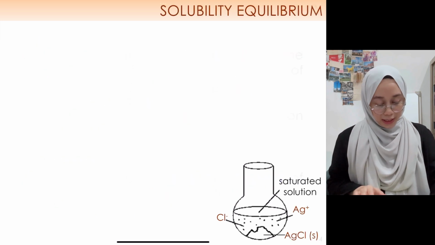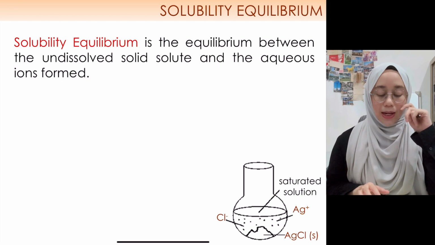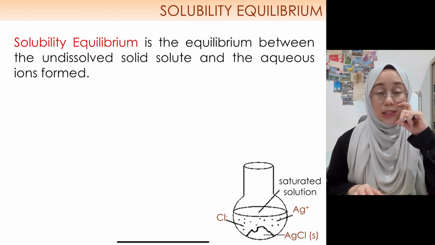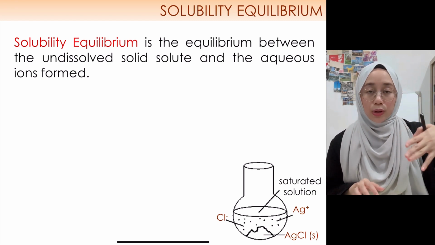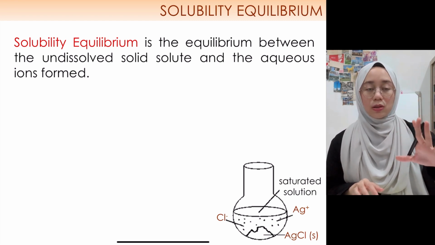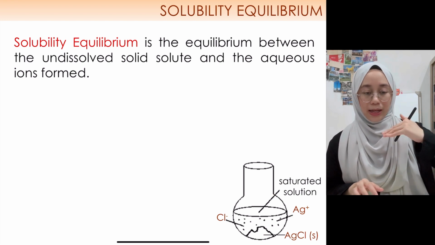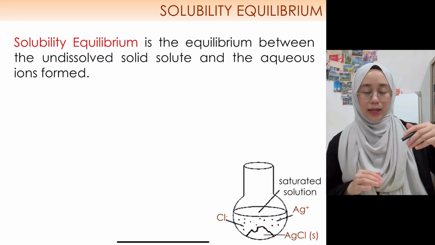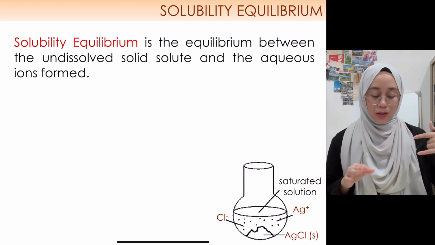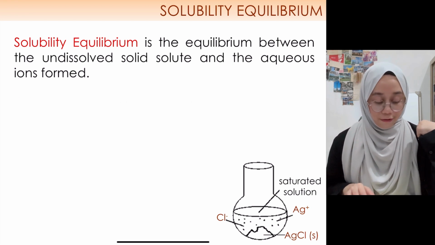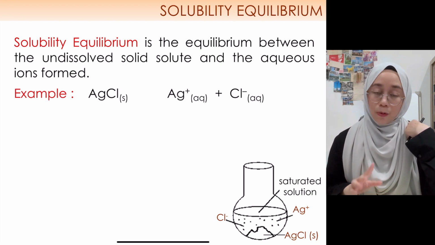Okay, and then the next part pula kita tengok solubility equilibrium pula. Okay, so solubility equilibrium is the equilibrium between the undissolved solid solute and the aqueous ion form. Okay, so macam saya cakap tadi, at some point bila you keep on adding the solute, at some point nanti you will see that ada solute yang tak dissolve pun sebenarnya. Okay, so bila kita tengok yang tak dissolve tu, at that point sebenarnya kita dah mencapai equilibrium lah between the undissolved solid solute and also the aqueous ion form. Okay, for example, if we have ionic compound kita adalah AgCl, which is a solid.